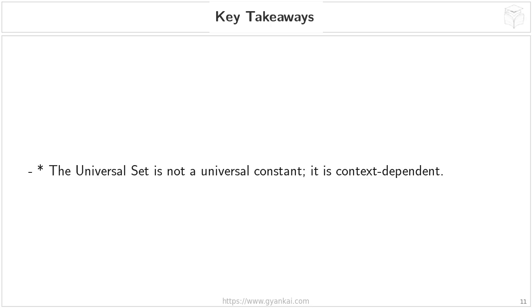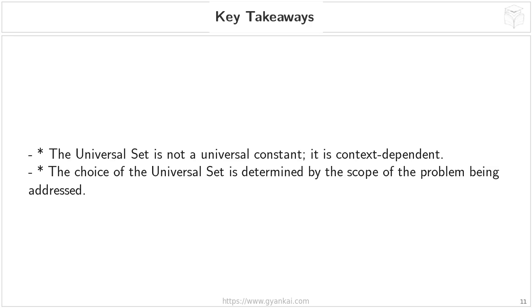Key takeaways. Let's recap everything we've learned about the universal set with these key takeaways. First, and this is really important, the universal set is not a universal constant. What I mean by that is, it's not something that's fixed for all time or for all math problems. It is instead context-dependent. Remember how we looked at fruits, then even numbers, then students in a class, and even letters in a word? Each time, the set of all possible elements changed, didn't it? That's because the context, what we were talking about, changed.